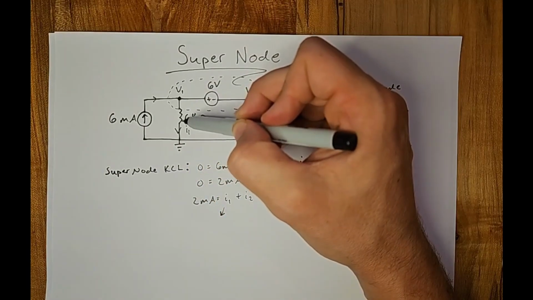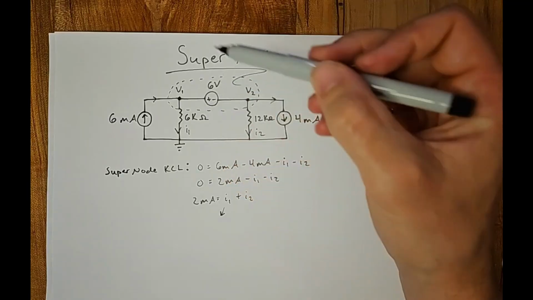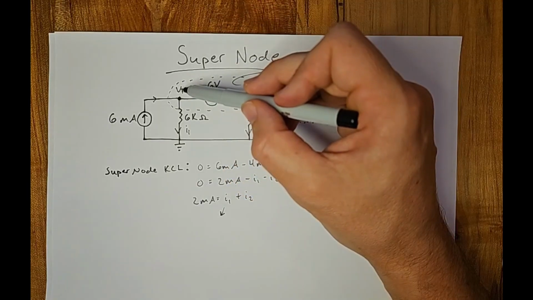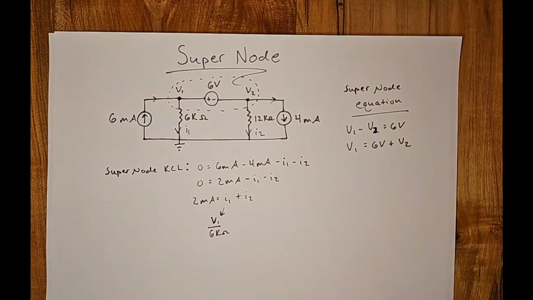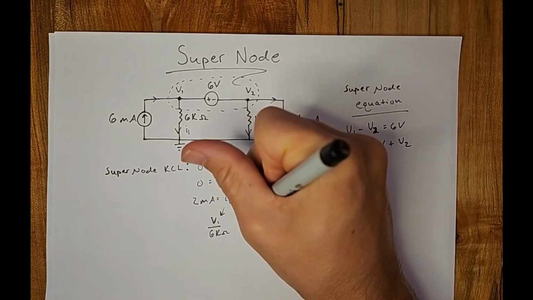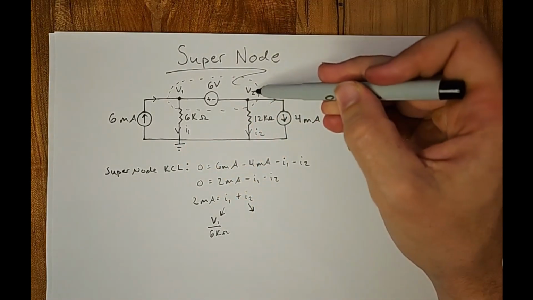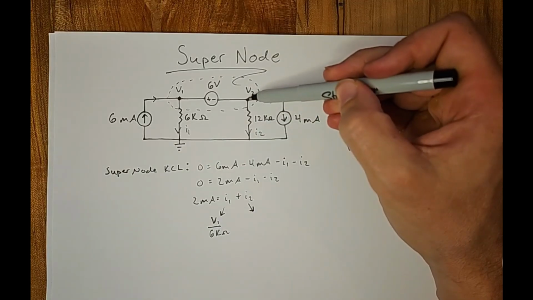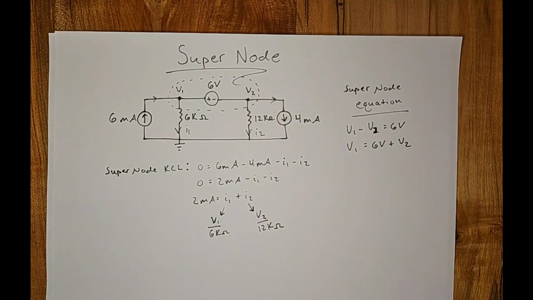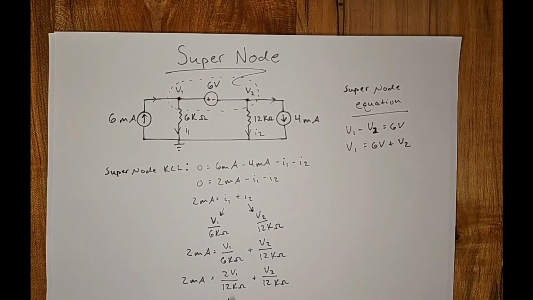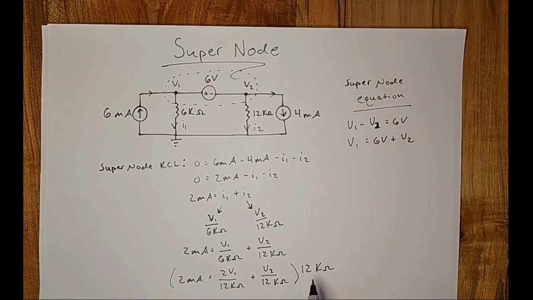I1 is going to be the current going through the 6 kilo ohm resistor. So Ohm's law will be V1 over 6k ohm will equal I1. What about I2? That's the current going through this 12k ohm resistor. So V2 over 12k ohm will equal I2. Now let's put that into our equation. Let's make the denominators equal by doubling V1 in the 6k ohm. Let's get rid of the 12k ohm in the denominator by multiplying everybody by 12k ohm. So that will distribute everywhere.